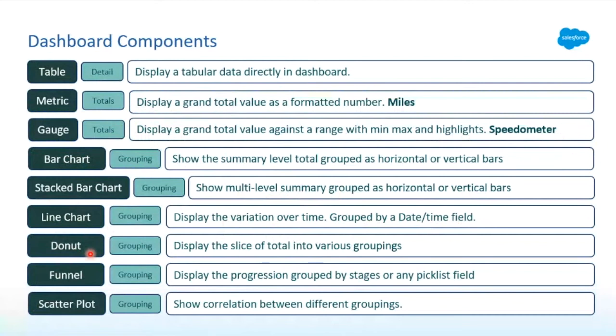different life cycle stages, how it is flowing through that life cycle, like cases are open, now closed, how many are in progress, and so on. That kind of progression you can show with the funnel chart. And the last one is scatter plot. Scatter plot is to show the correlation or deviation between different groupings. When you do multiple groupings, you can plot them on the x and y axis to show the deviation between those two groupings.